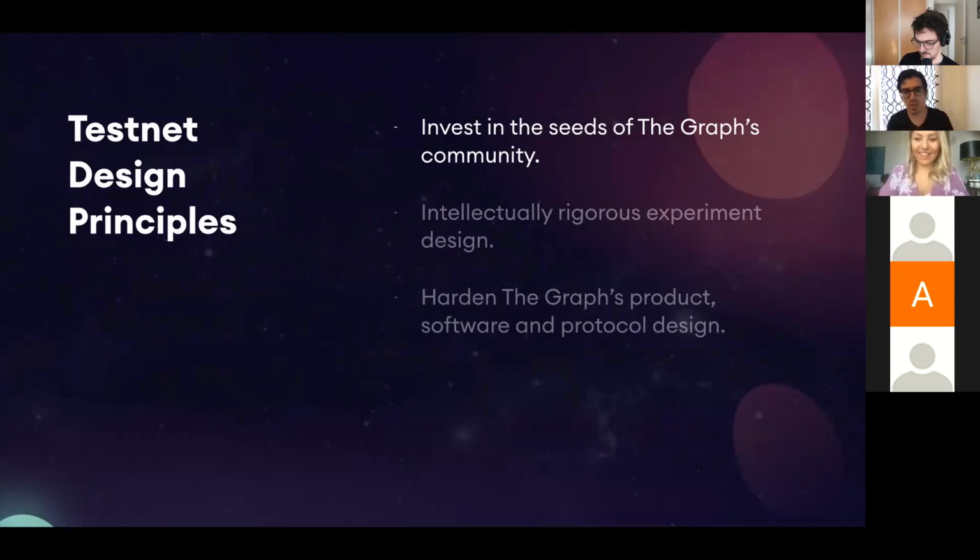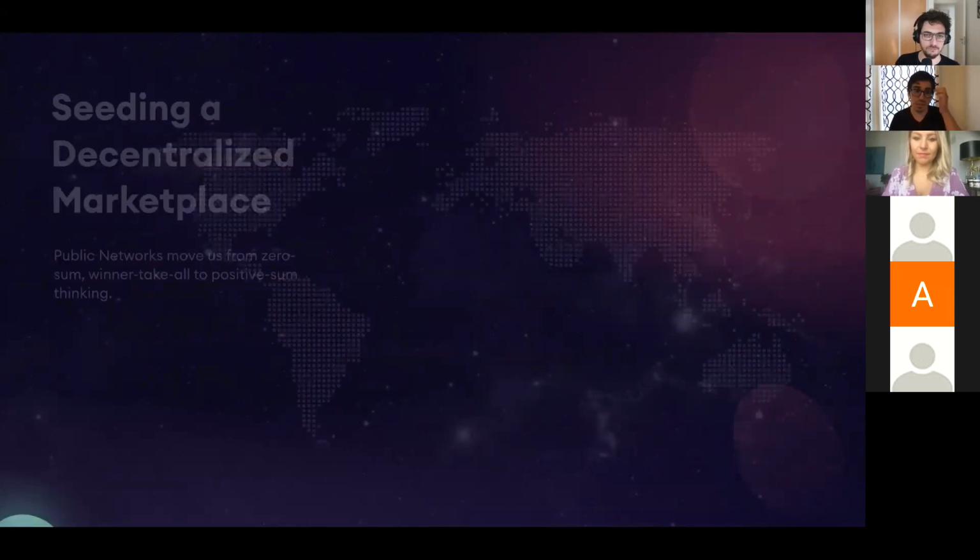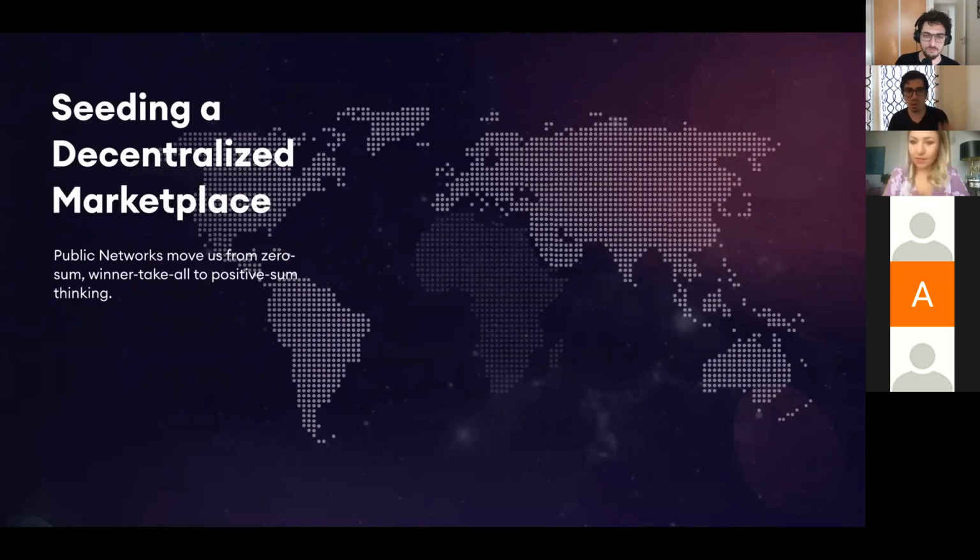So to give you an idea of what to expect at a high level, I think it helps to reiterate our design principles in structuring the testnet. I think Yaniv's already touched on a few of these, but one part that's very important to us is investing in our community and investing in you guys. We really see this as seeding a decentralized marketplace. I think Yaniv touched on a lot of reasons why we believe that is the future and the more ethical way to grow a business and a network.